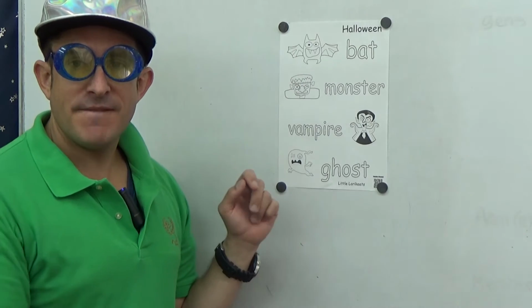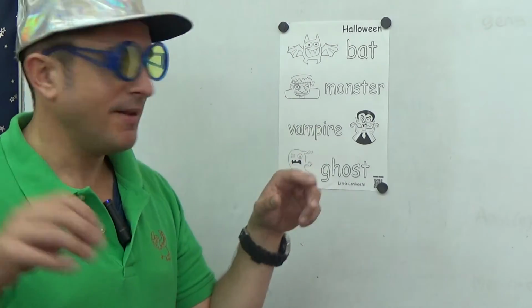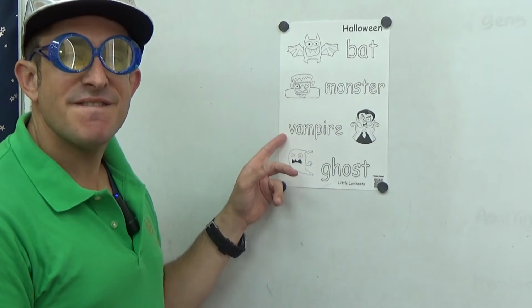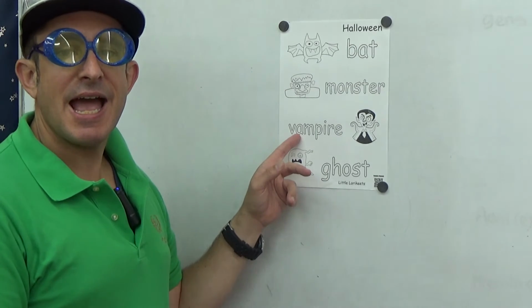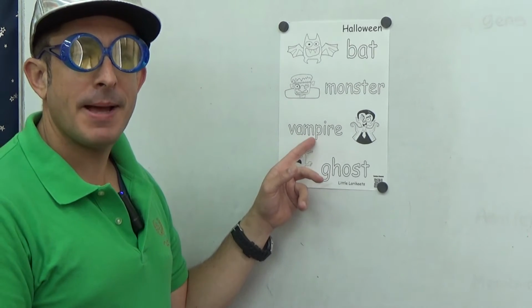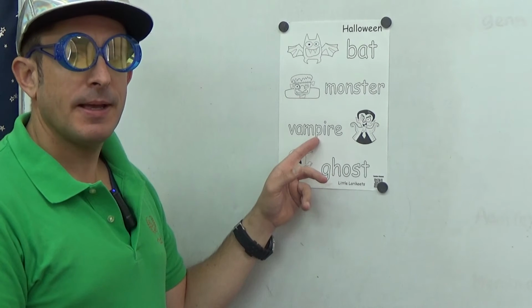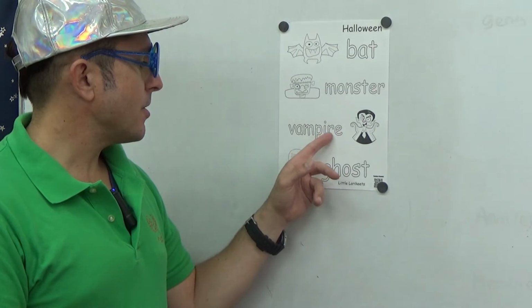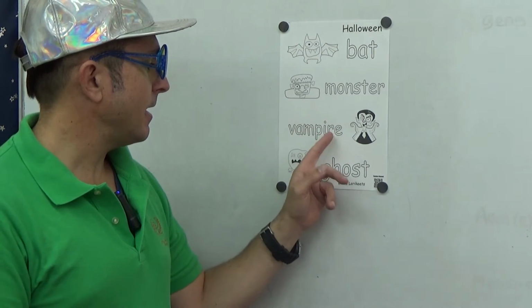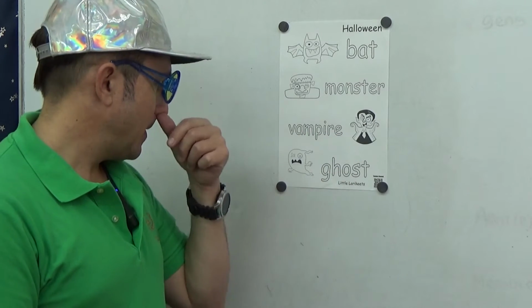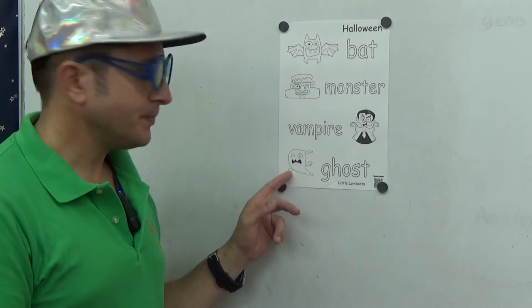Ooh, watch out. Vampires want to suck your blood. V, a, m, p, i, r, e. Vampire. And we have a ghost.